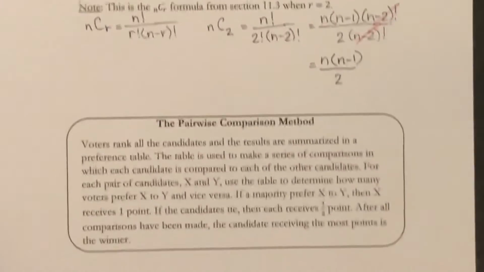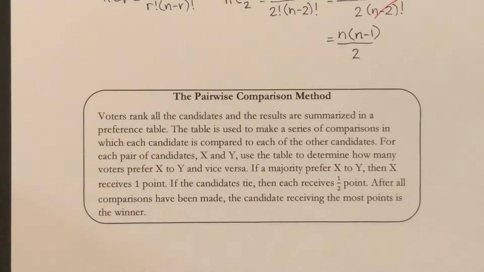Okay, so how do we actually do this? We have all the voters rank all of them, and then we have a preference table, and then we're going to put each candidate up against each other, and they use X and Y candidates here. If X wins, X gets 1 point. If Y wins, Y gets 1 point. If they tie, each one gets half a point. And then after we've compared all of them, whichever candidate receives the most points wins.